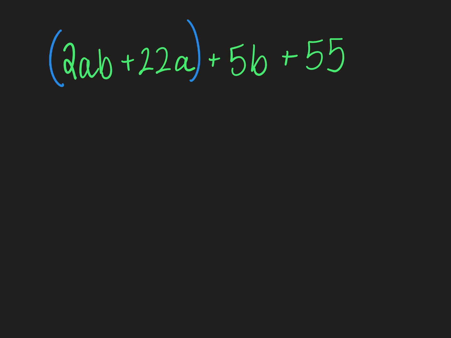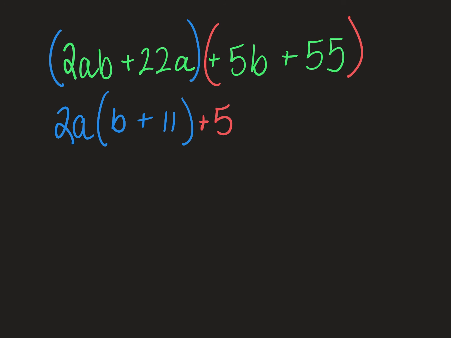So group 1, group 2. From group 1, they have a common factor of 2A. Dividing 2AB by 2A leaves us with that B. Dividing 22A by 2A leaves us 11. In our red group, we can take out a common factor of 5. It's a positive 5 because all of our signs are positive. Then 5B divided by 5 is B, not 5. And 55 divided by 5 is 11.